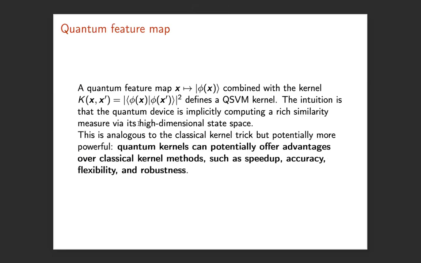So as we said, the quantum feature map, x into phi of x, combined with this kernel k of x and x prime, defines the quantum support vector machine kernel. The intuition here is that the quantum device is implicitly computing a rich similarity measure via its high-dimensional state space. And this is analogous, in a sense, to the classical kernel trick, but potentially more powerful, because quantum kernels, as we mentioned, can potentially offer advantages over classical kernel methods, such as speed-up, accuracy, flexibility, and robustness.